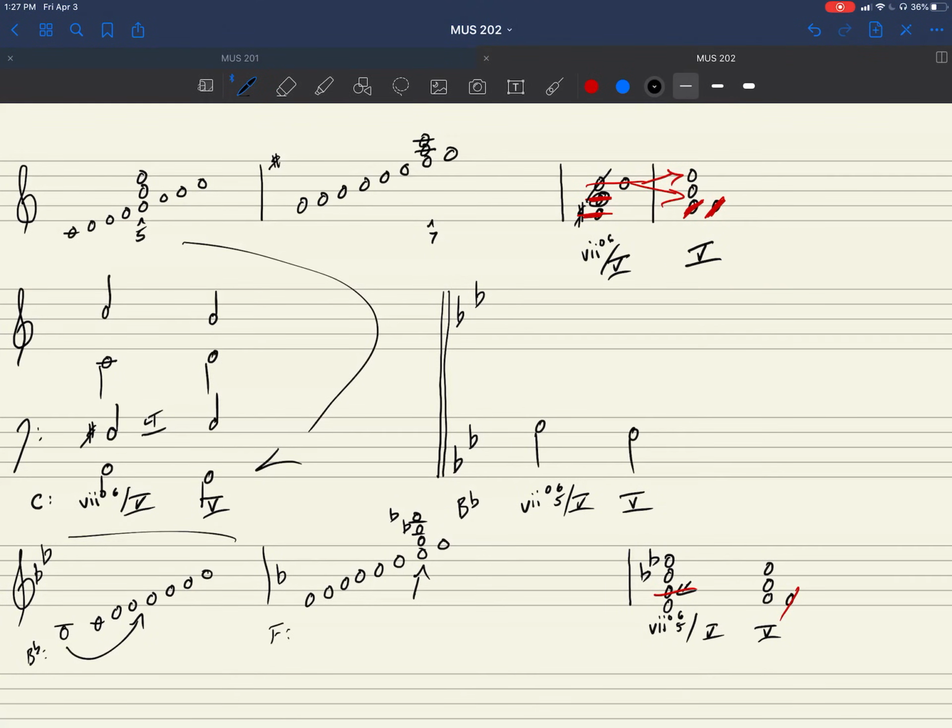So now I'm going to go and resolve my 7th, because I actually just want to put my 7th in the alto, because I'm crazy like that.